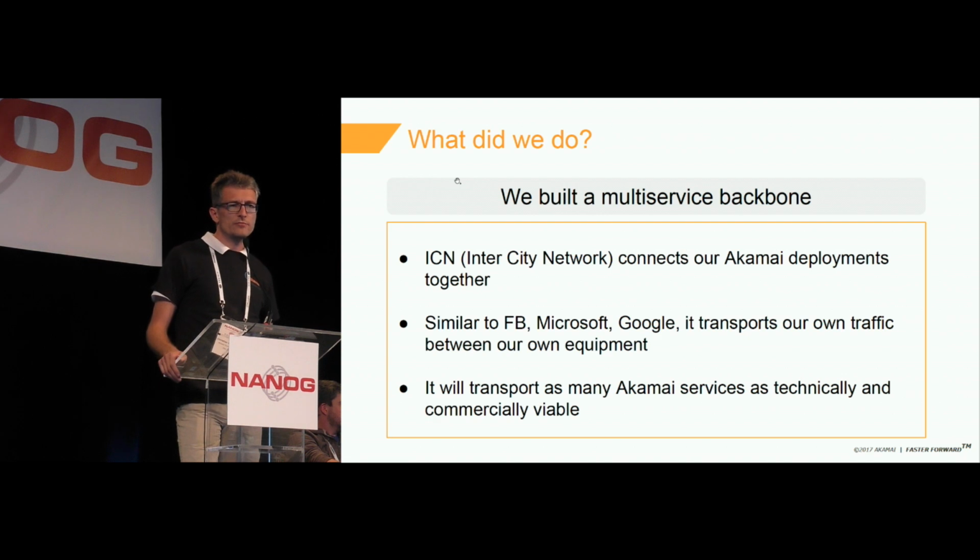This is not very different than what a Facebook, Microsoft, or Google did with their own backbone for their own purpose, to transport their own traffic between their own equipment. So as we have more and more services and where it makes sense, this ICN will then also transport various other kinds of traffic between our own infrastructure.